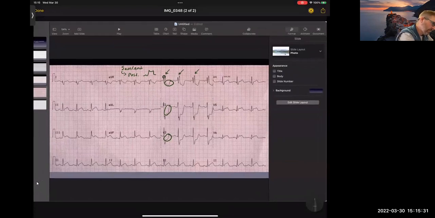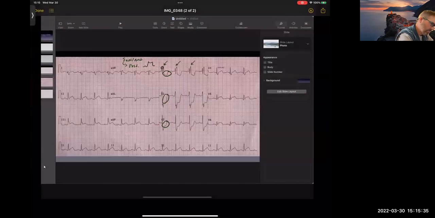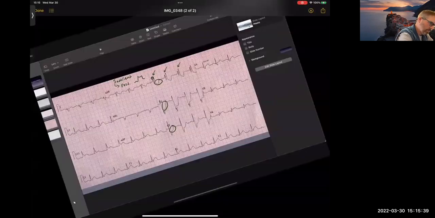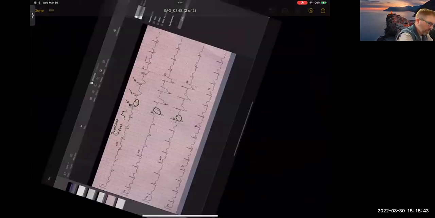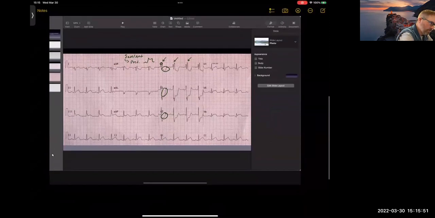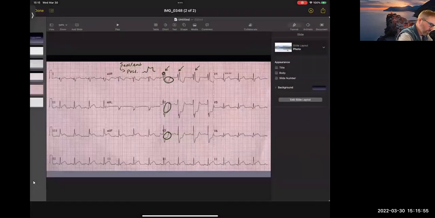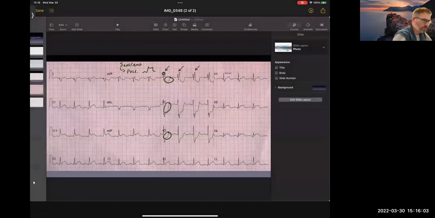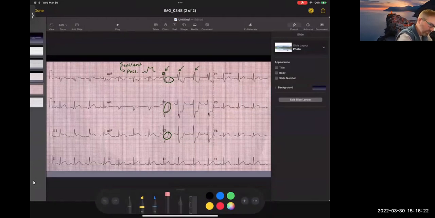Turn signal this. Let's see if it'll let me. I'll flip it around. Oh, it's not staying flipped. All right, so you're just going to have to use your imagination. So you could imagine flipping this around, and if and when you do that, you should be able to appreciate the fact that that ST depression looks an awful lot like ST elevation.